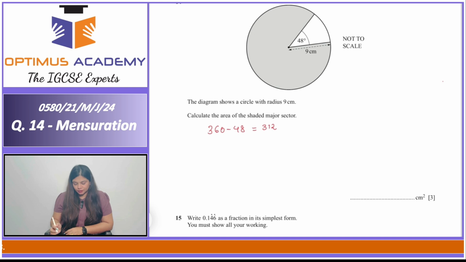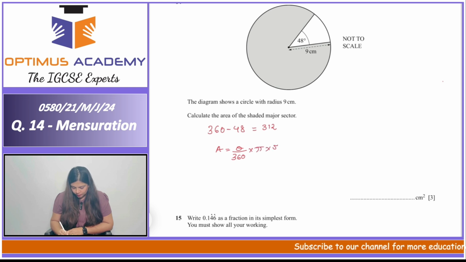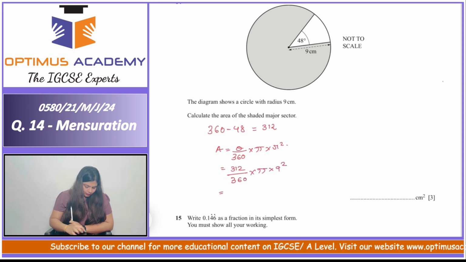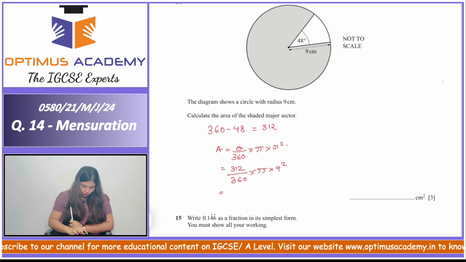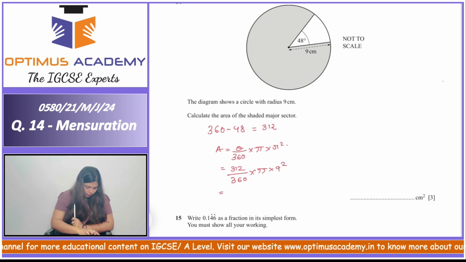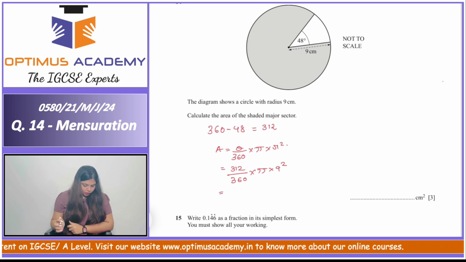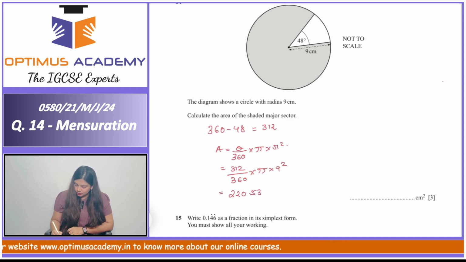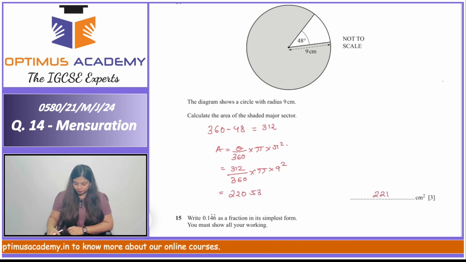Using the formula for area of sector, that is area equals theta upon 360 into pi into r square, we have 312 upon 360 into pi into 9 square. Using the calculator, we can find the value of the substitution. That would be 220.53, and the final answer written in 3SF would be 221.